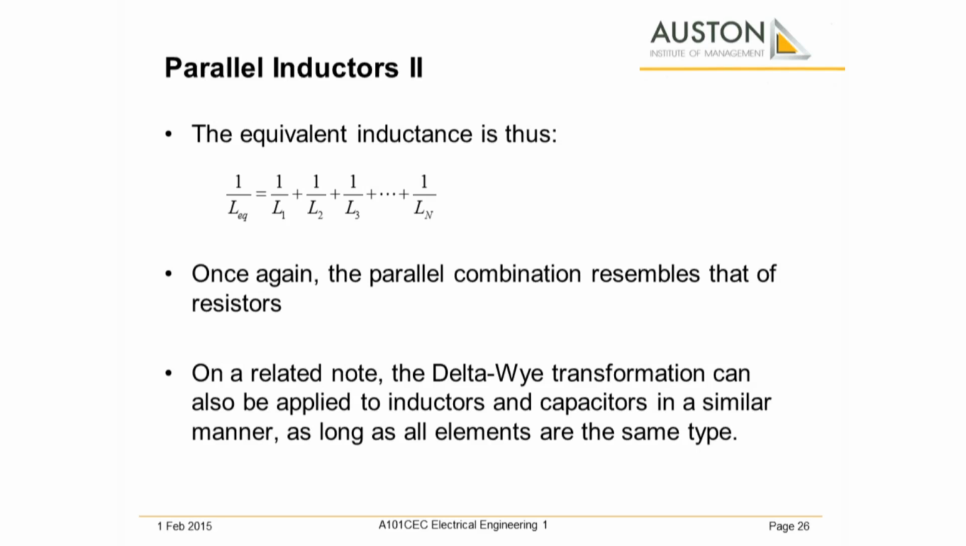We can then say that, assuming that we have three inductors in parallel, L1, L2, and L3, the total equivalent inductance LT can be calculated as 1 over LT is equal to 1 over L1 plus 1 over L2 plus 1 over L3.